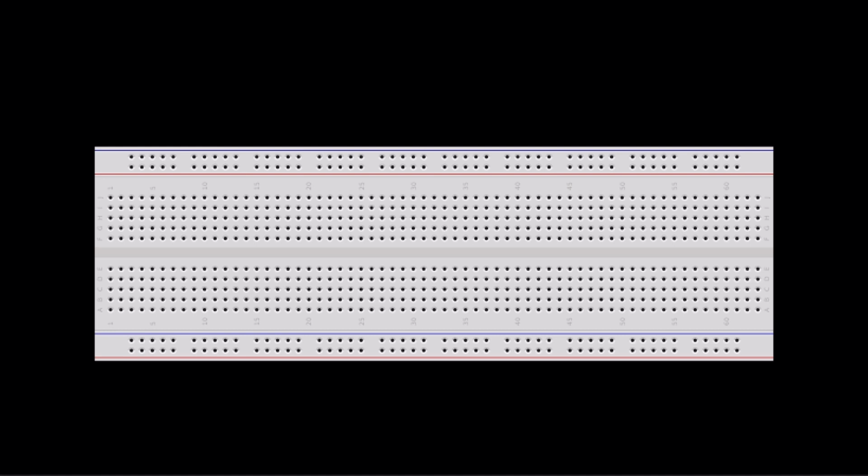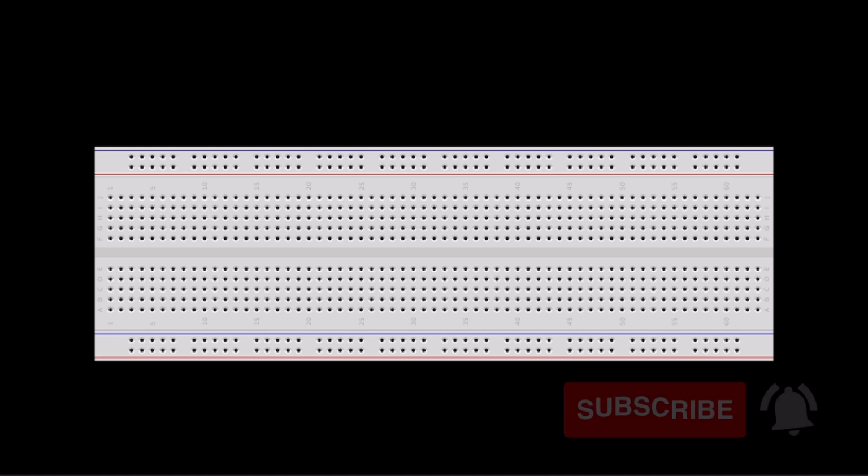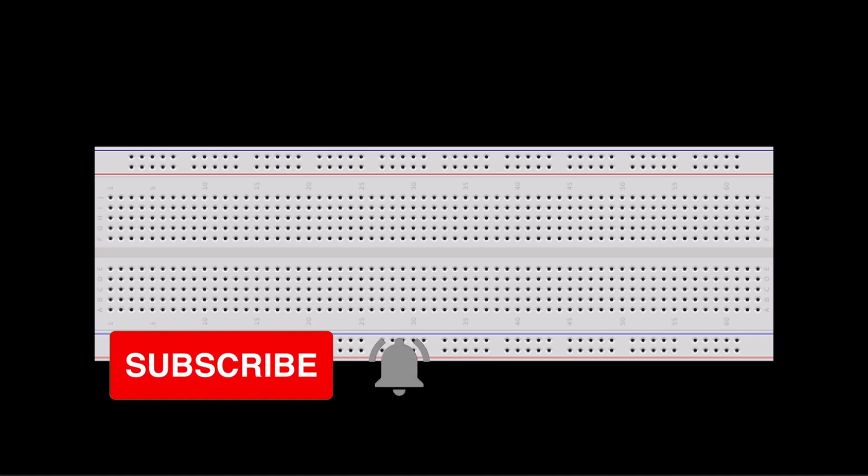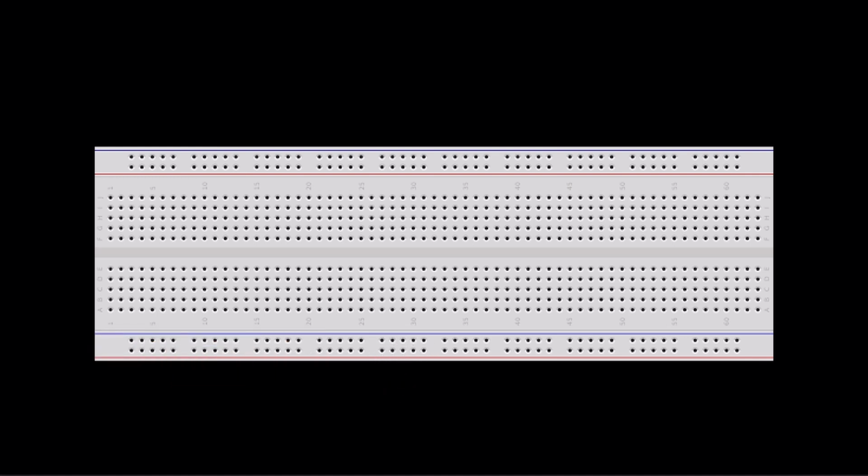Breadboard is a very basic element for electronic practicals. Normally, in school or college, in every electronic practical, we need to use the breadboard. First, we need to know why we need to use the breadboard.